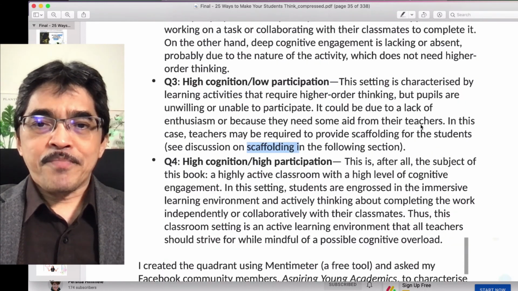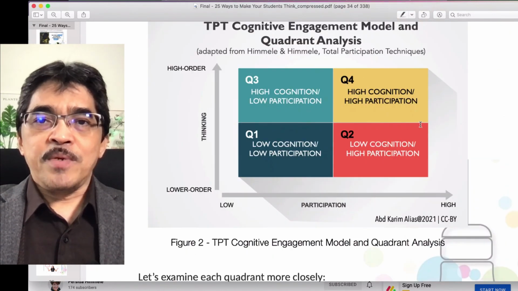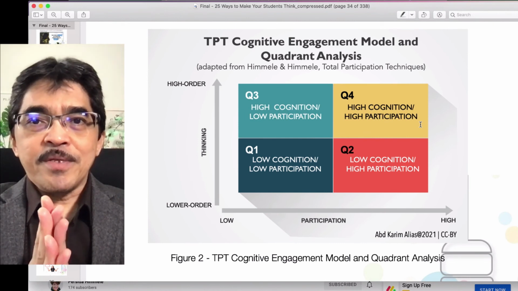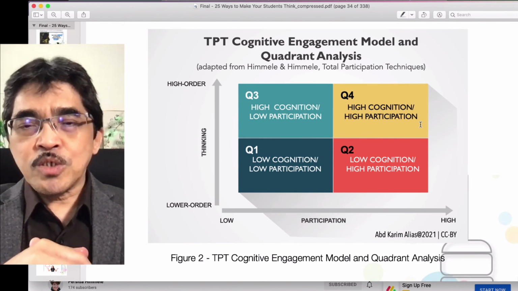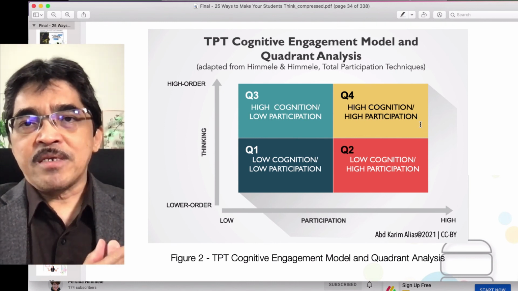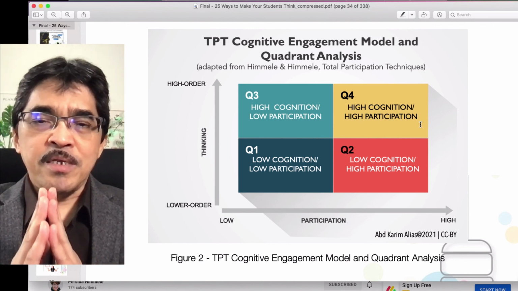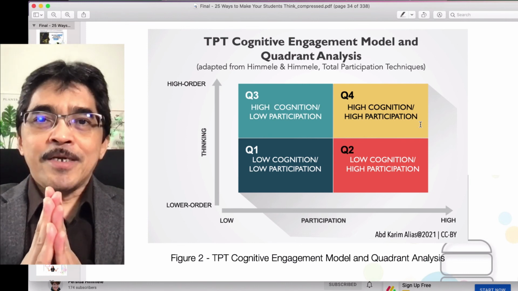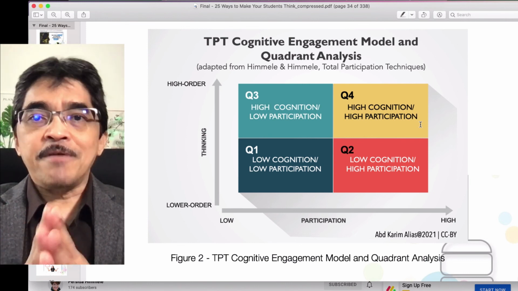Alright, so I think that's about all that I want to share in this video, the TPT cognitive engagement model and quadrant analysis. Please refer to my previous 2 videos if you want to learn more about the earlier part, on the continuum of student engagement and the 3 dimensions of student engagement.